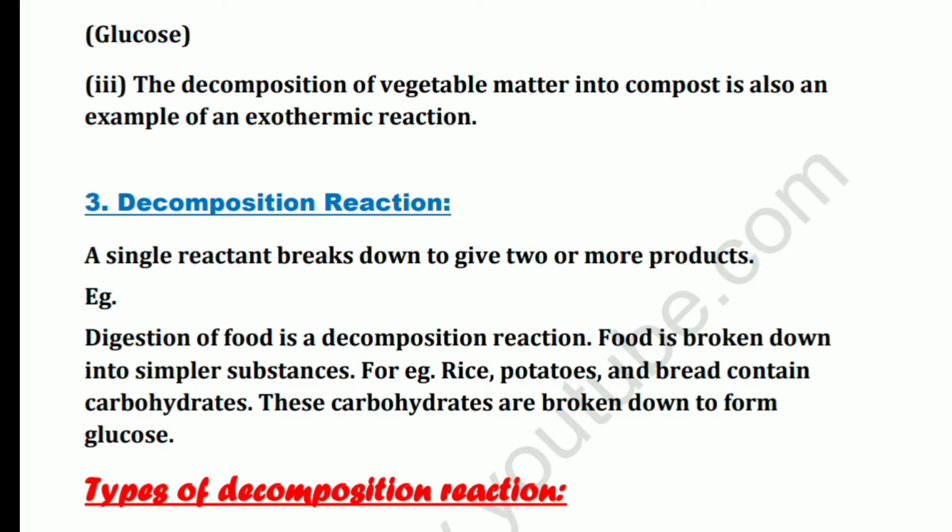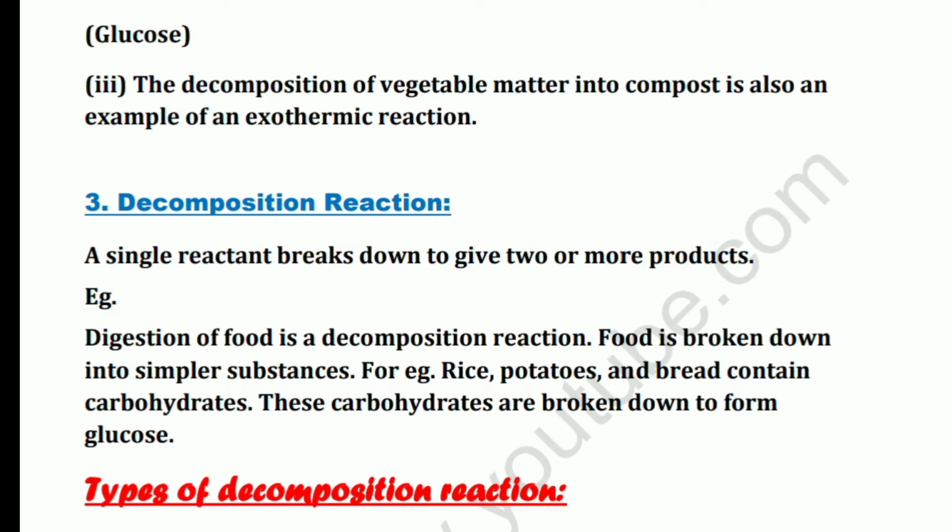So in the last video we discussed the representation of chemical reactions and combination reactions, and in today's video we will be proceeding with the types of chemical reactions. Today we will discuss decomposition reactions. So without wasting any time, let's start.